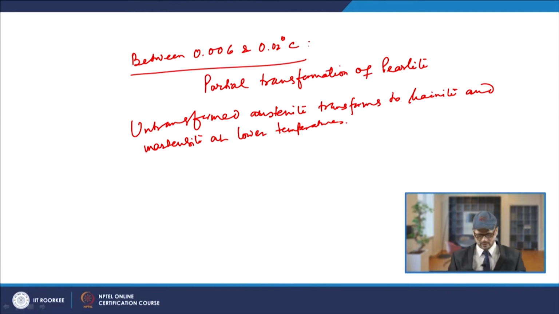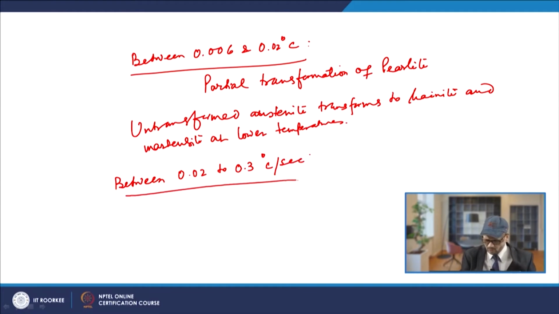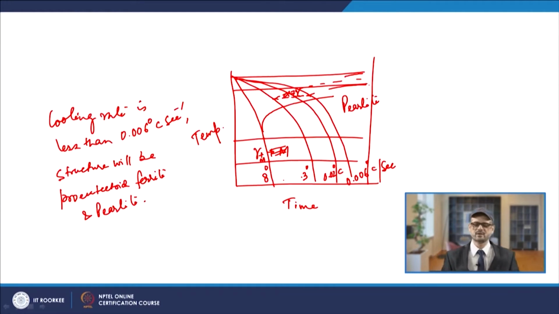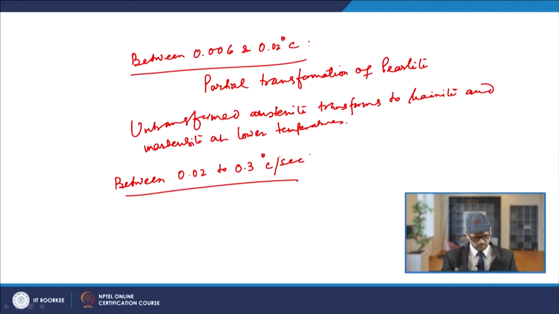Now further, if you are increasing the cooling rate further to 0.02 to 0.3 degrees centigrade, so between 0.02 to 0.3 degrees C per second, now if you look at this line, in between there will be no pearlite transformation. So no pearlite forms.